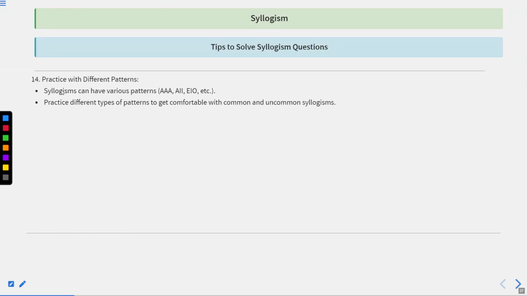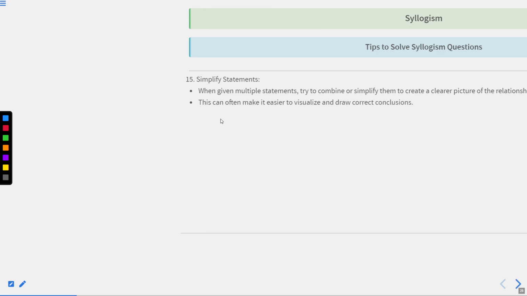Again, you need to practice with different patterns, have various patterns. Very important, because practice makes a man perfect, and that is why it is important to practice the different types of syllogism, uncommon or common. If you follow that, your efficiency will improve, and your chances of getting the correct answer will obviously improve.